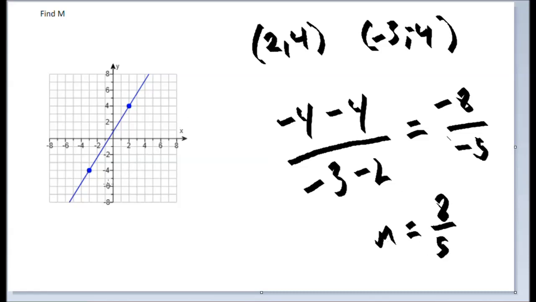Of course, we could have also come over here and counted and said that this went up 1, 2, 3, 4, 5, 6, 7, 8, and then over 1, 2, 3, 4, 5. So we could have just counted and got this too, but it's good to see that it works out both ways.